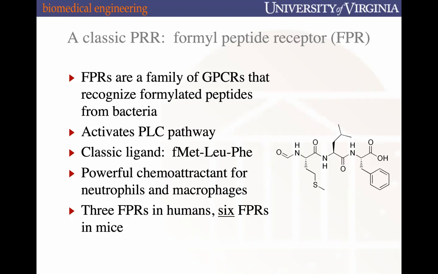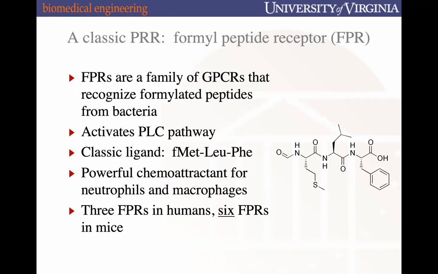However, and again, I had that virtual asterisk that I asked you to remember, like how our host cells and bacteria are different. During the production of proteins, we have something called a start codon. It's AUG. You can think of school starts in August, AUG. And that typically is methionine. For bacteria, it's a formylated methionine. And so FPRs recognize formylated peptides, in this case formylated methionine, leucine, and phenylalanine. That's the classic ligand for this formyl peptide receptor, and it is a powerful chemoattractant for neutrophils and macrophages.